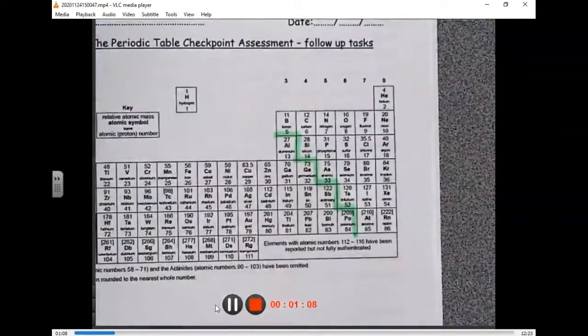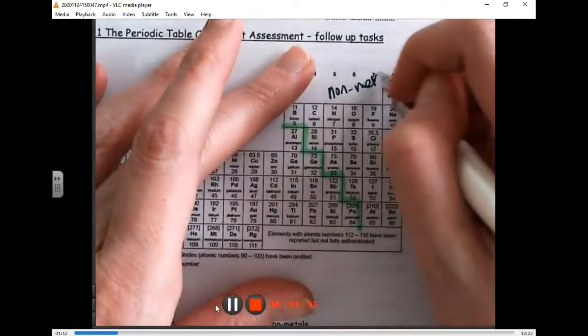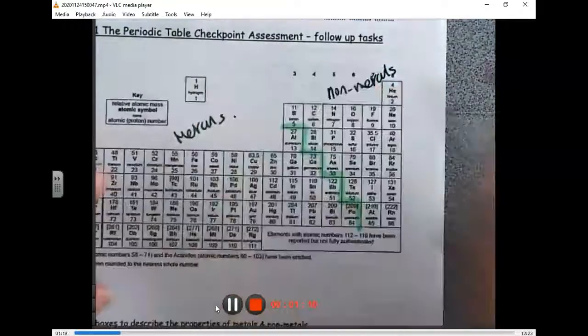Okay, and on this side are the non-metals. And on this side are the metals. Okay?